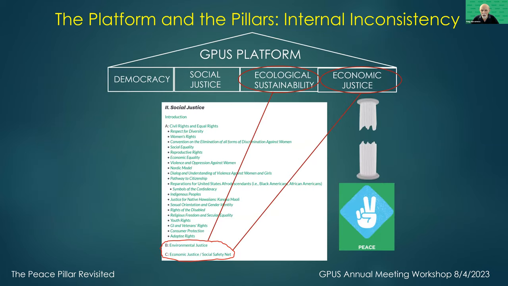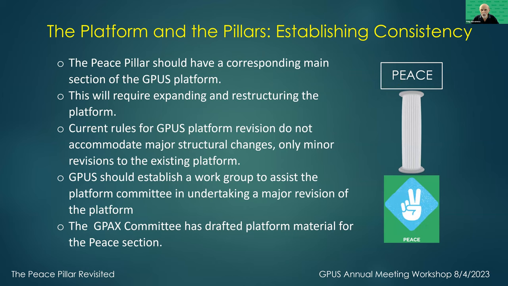So the inconsistency issue exists not just because of the fourth chapter not aligned with the peace pillar, but even within the second chapter, there are subsections entitled environmental justice and economic justice, which are addressed in major sections of their own. So we have an inconsistency issue, and we have an organizational problem in the platform. So what do we think should be done? There should be a corresponding main section of the platform. There should be a big, elaborate section addressing the peace pillar. But this requires expanding and restructuring the platform.